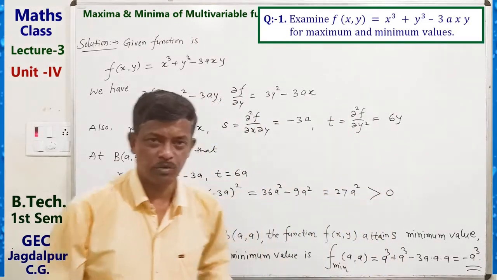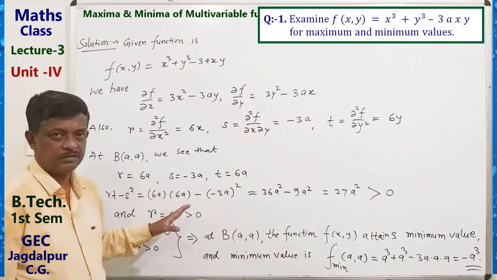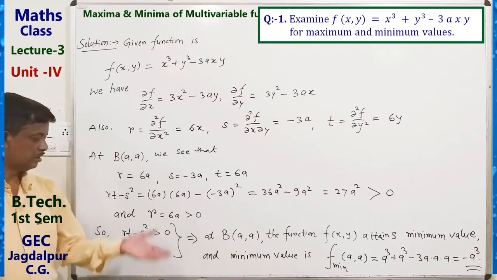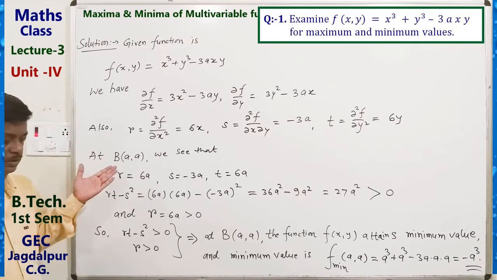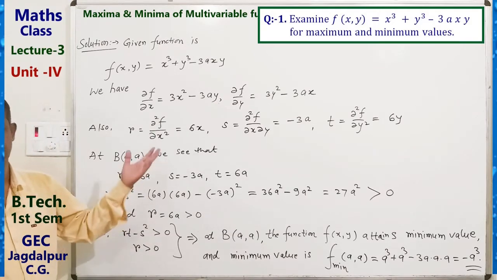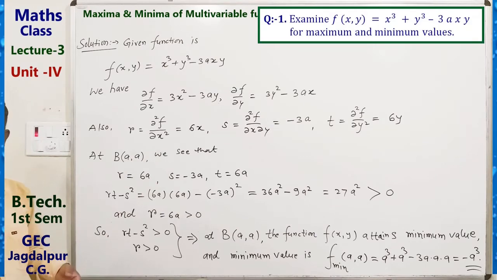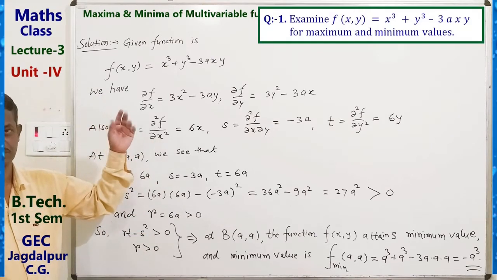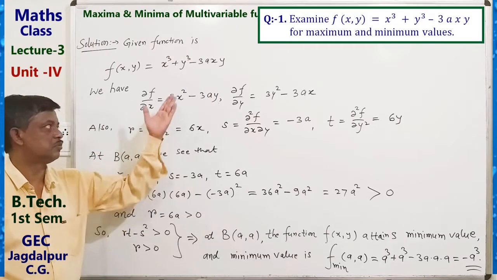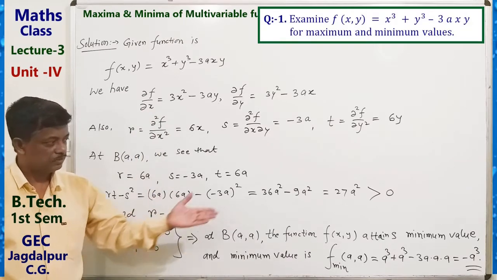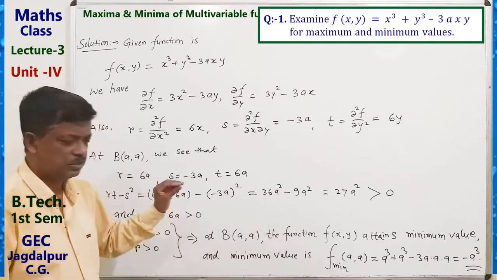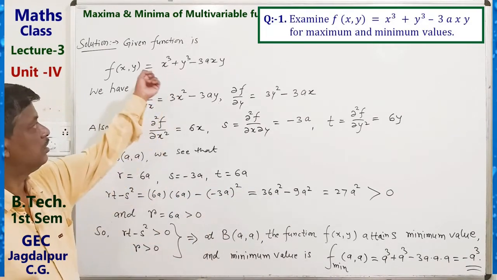So there are two stationary points, (0, 0) and (a, a). At (0, 0), no maximum, no minimum. No maximum, no minimum means what? Saddle point, neither maximum nor minimum. It ascends in one direction and descends in other directions of that point. At the point (a, a), a is a positive constant, so at (a, a) the function is minimum, and the minimum value is minus a cubed. The minimum value can be found by putting the value of the point in the given function.